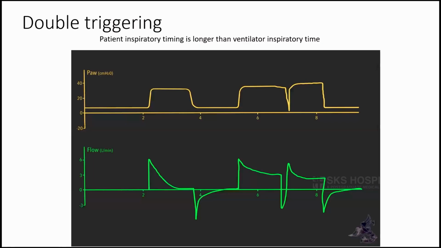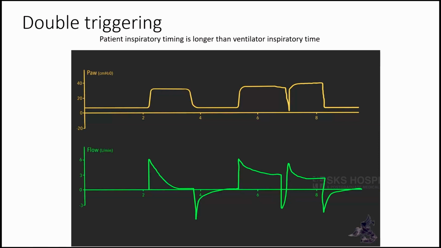So this is a classical double trigger, where the patient's inspiratory time may actually be longer than the machine inspiratory time, or the patient may not have been delivered adequate tidal volume, or the patient may not have had adequate flow. So he takes another breath. If you see here, the pressure actually drops down. The expiratory flow is not complete. Soon after this breath, another breath is taken, and this actually doubles up.